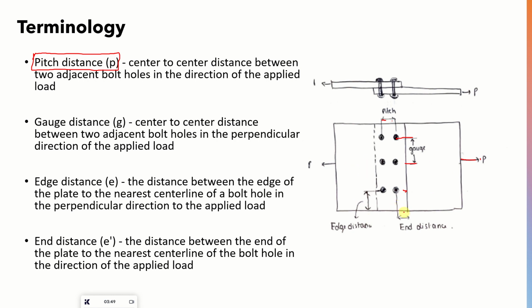End distance is the distance between the last bolt and the end of the plate, which is parallel to the direction of force.